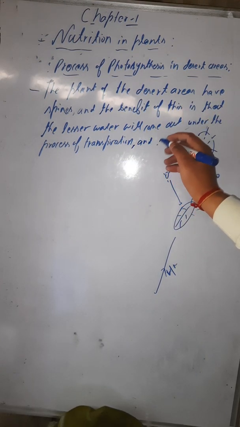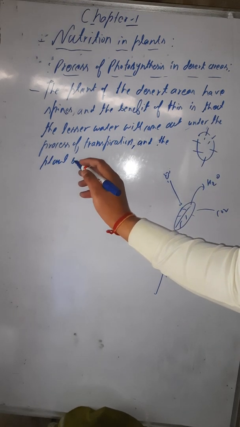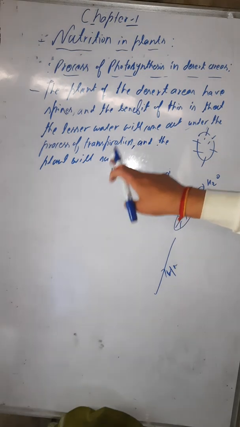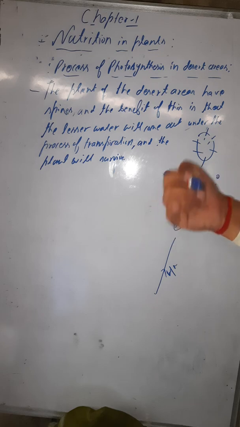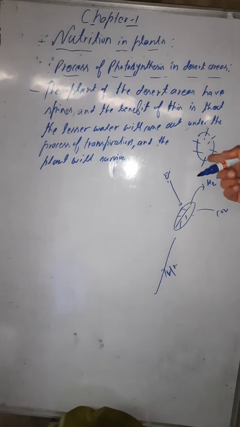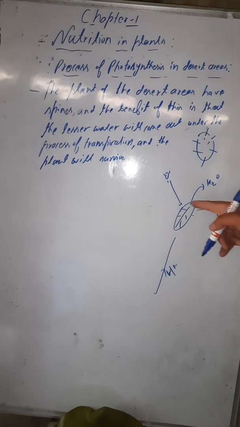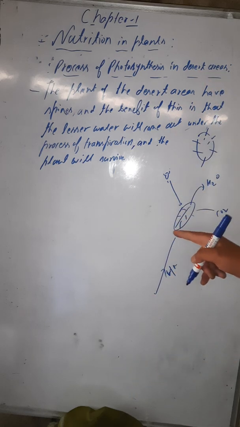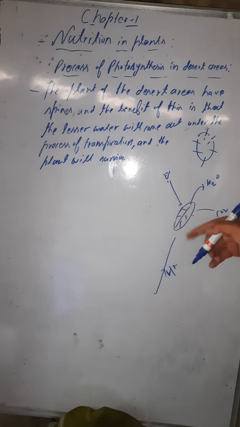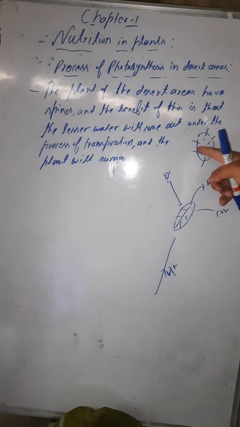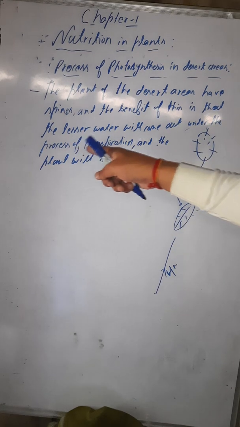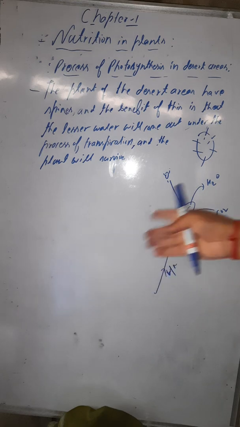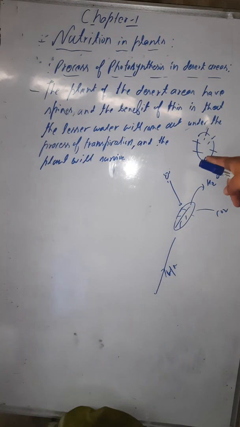You can write here, and the plant will survive. So this is the reason that cactus plants grow in the desert area. If someone asks you why cactus plants grow there and why plants with such leaves do not, the answer is that the leaves of such plants have more and more area, so more water will come out, but there is lack of water in the desert area, so this plant will die there. The plants which have spines like cactus will survive there because the spines have lesser surface area, and when transpiration occurs, less water will come out, and therefore such plants can survive.